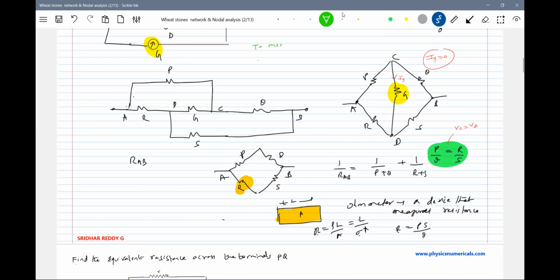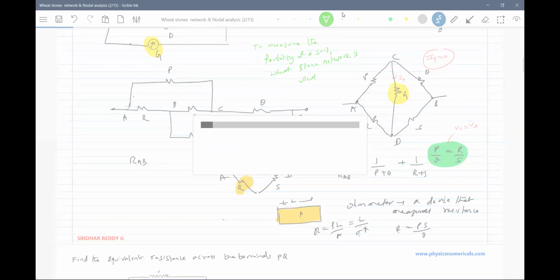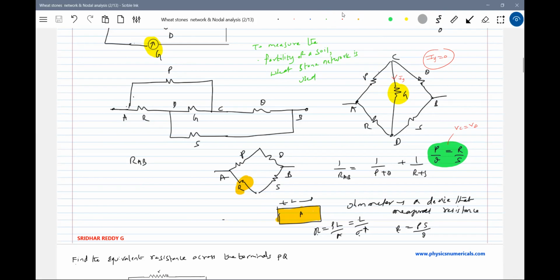To measure fertility of soil, the Wheatstone network is used. Okay, this was designed by a botanist, not an engineer. He was a botanist. He wanted to know the fertility of soil. The fertility of a soil depends upon the resistivity of the soil. So by measuring the resistivity of soil, we can check what the fertility of the soil is.